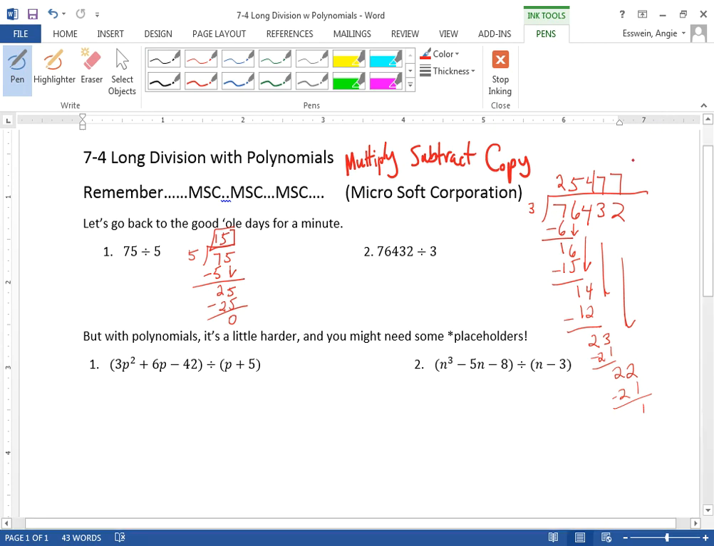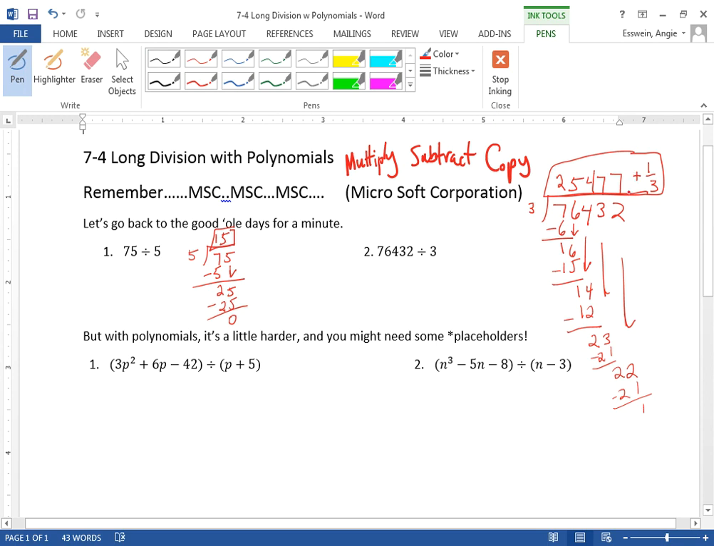So you can write it as 1, or what you really would need to do: if I multiplied this times 3, I wouldn't get this back, right? Because I've got this remainder of 1. So if I wanted to actually try it, I would have to add 1/3 to this number. And then when I multiply these together, I would get 76,432. So in our answers, we're not going to just say remainder 1 and leave it like that. We're going to say plus 1/3, because that's really what getting a remainder of 1 means.